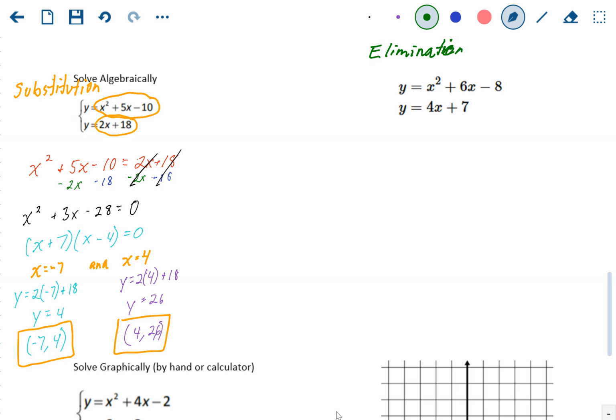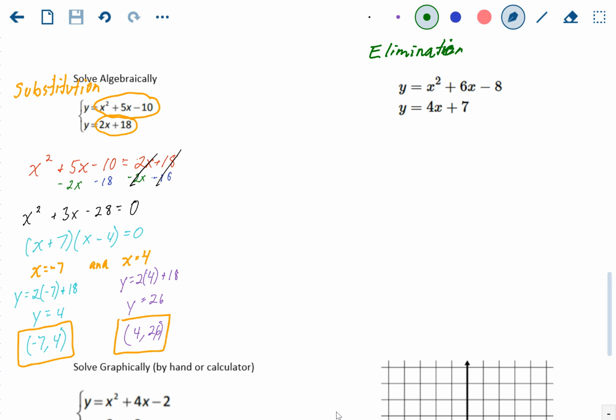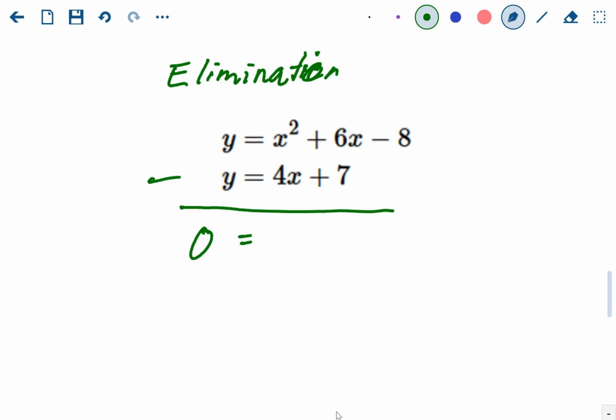We have 1y and 1y. Remember, if they have the same sign you subtract. Opposite signs you add. So we could go ahead and just subtract these two equations. Elimination is nice in these scenarios because in substitution we did the substitution and then we had to set it equal to 0. If you have y equals and y equals and you subtract them, it's automatically going to equal 0. So they're similar steps, but elimination is a little easier, especially when it's set up like this.